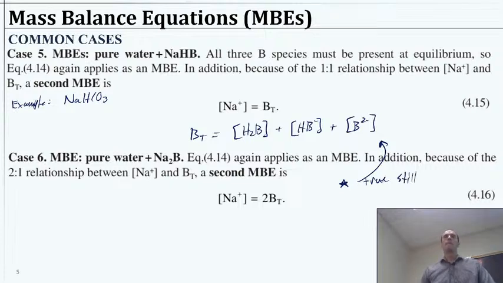So for the summation of B sub T, the first element is H2B, but I'm just confused why it's not NaHB. Okay, so NaHB, when we put NaHB into water, our assumption is that this is going to become Na plus and HB minus when it hits water. It's a very good question here.